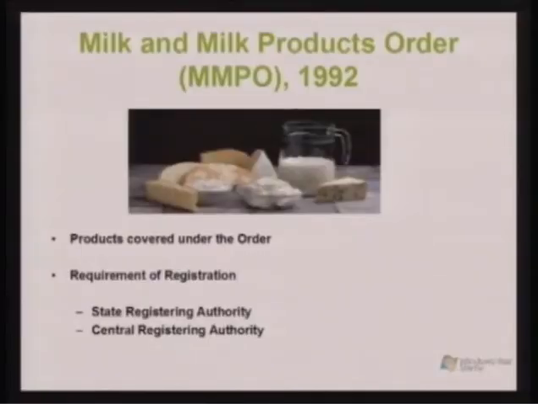Above 10,000 liters of liquid milk or 500 metric tons of milk solids, a registration under the state government or central government, depending upon the quantum of production, is required. The products covered under this order are all liquid milk, pasteurized milk, and milk products like dahi, ghee, paneer, butter. All value-added products are covered under this order.